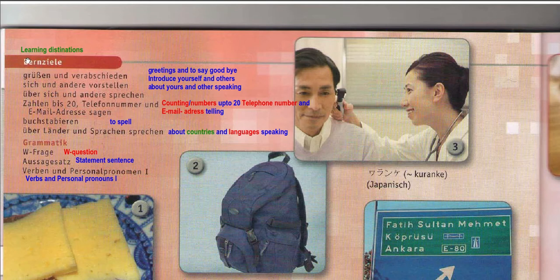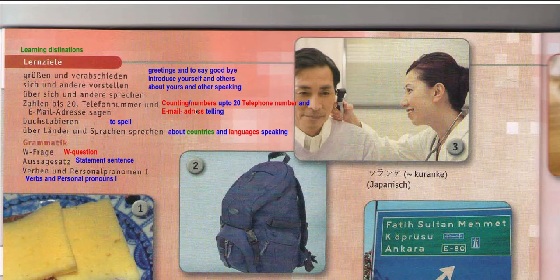Lernziele means learning destinations. Grüßen und verabschieden, greetings and to say goodbye. Sich und andere vorstellen, introduce yourself and others. Über sich und andere sprechen, talking about yourself and others. Okay. Zahlen bis 20, Telefonnummer und E-Mail-Adressen. Zahlen means counting numbers up to 20, telephone number and email addresses.